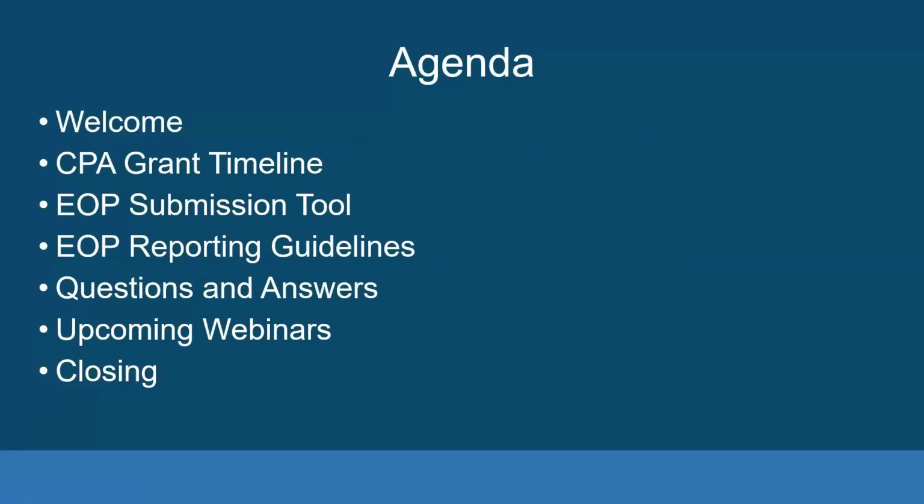So our agenda today is we will talk briefly about the CPA grant timeline. Then we'll walk through the end of project submission tool that is in PGMS. We'll share some EOP reporting guidelines, and we'll also take your questions throughout the webinar. You can use the Q&A feature, and I'll pause occasionally and we'll try to do our best to answer them for you. We'll also share at the very end some upcoming webinars, and then we will close.